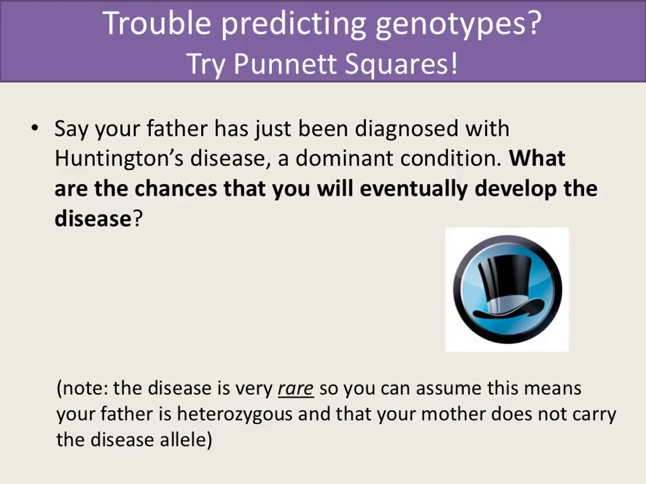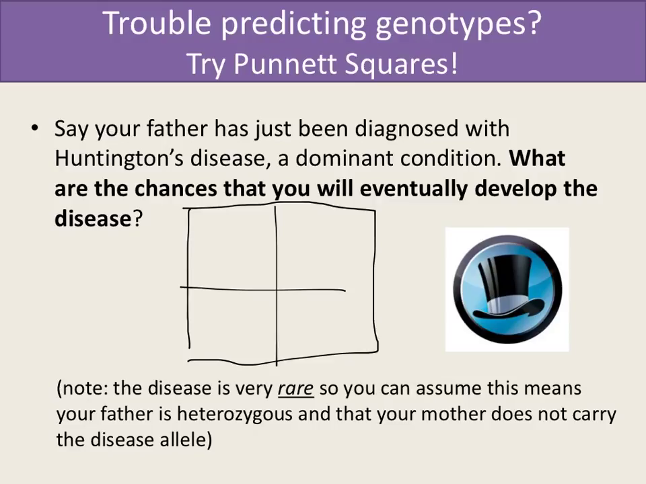So here we look. Your father has been diagnosed with Huntington's disease, a dominant condition. What are his chances of getting it? Well, let's do a Punnett square. Okay, here's your father, let's say over here, and he's got H normal, H mutant.